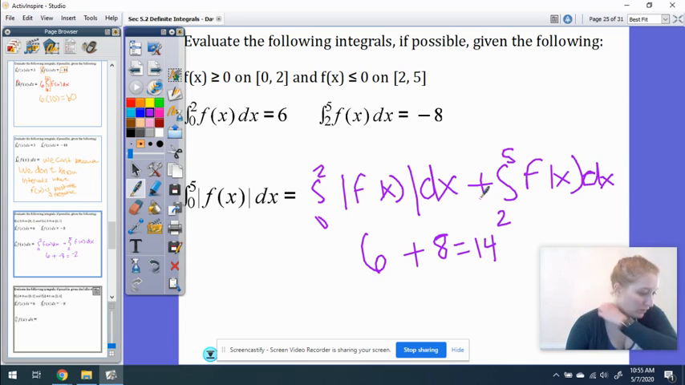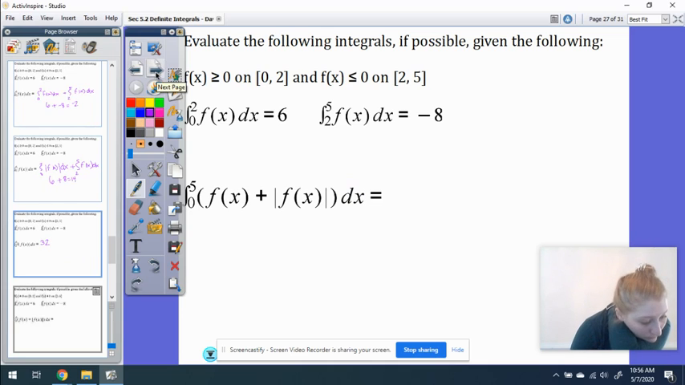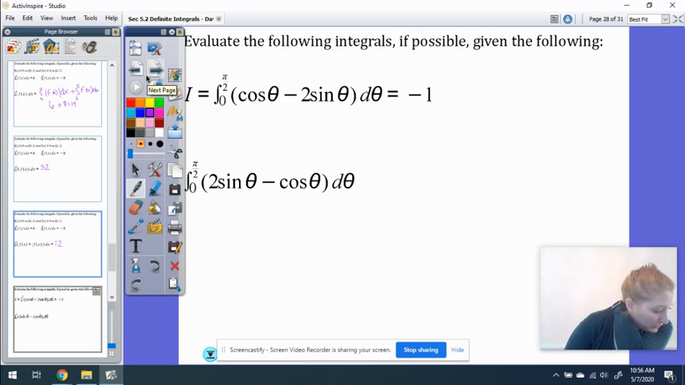All right, I want you to try the next two. So pause and try. Okay, so hopefully you did this one. If you did it correctly, you would have gotten 32. See me if you did not get 32. And this one, you should have gotten 12. So if you did not get that, let me know. All right, this one we'll do together.